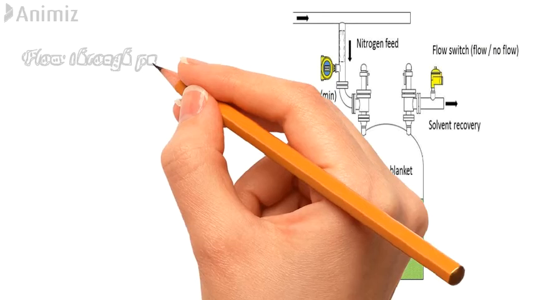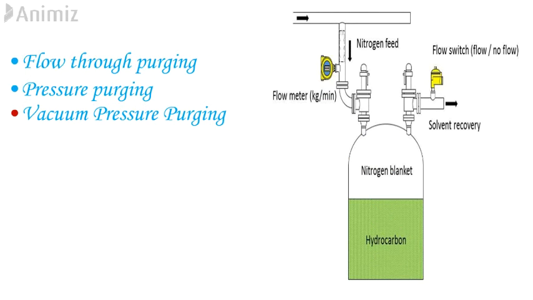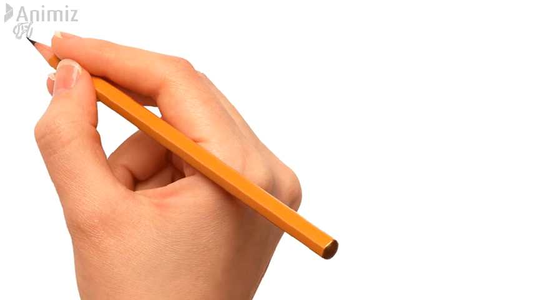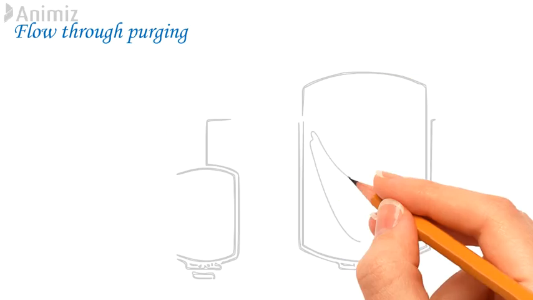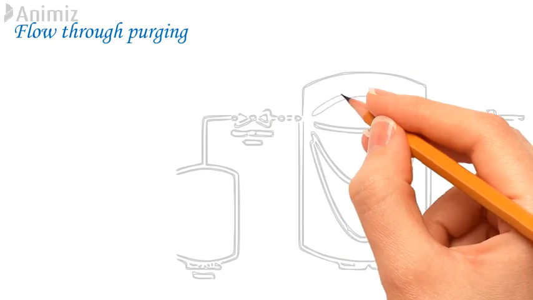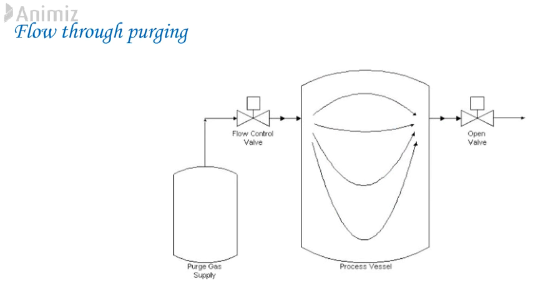Techniques of inertization: flow through purging, pressure purging and vacuum pressure purging. Flow through purging operation: nitrogen flows continuously to the vessel, flow is controlled through a rotameter, and the vent valve is open to the atmosphere. Disadvantages of flow through purging: a large amount of nitrogen is required and more time is needed to achieve inertization.